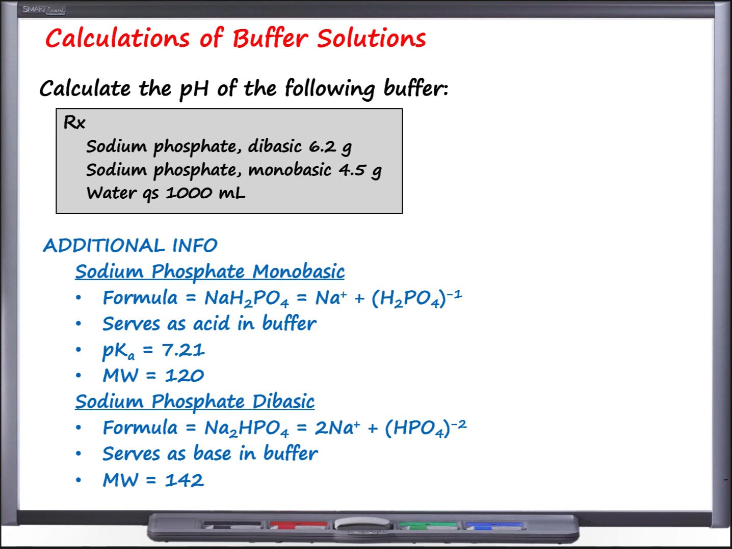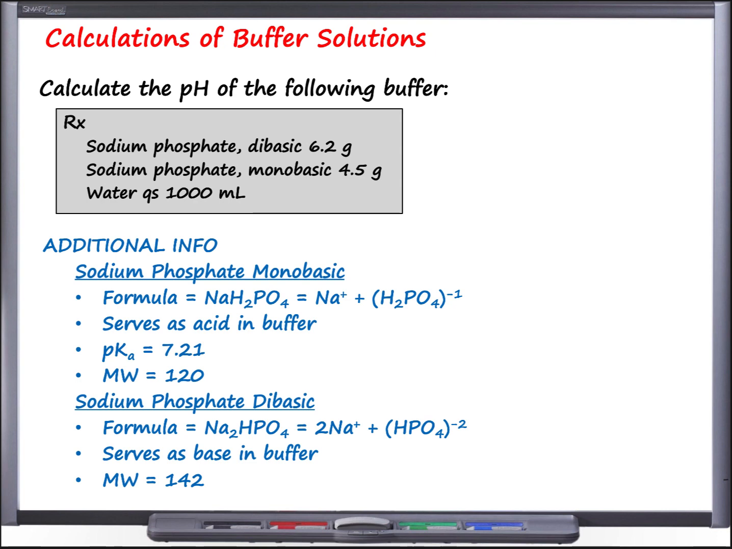I'll describe a little bit more why in a minute, but this does serve as the acid in our buffer solution. And since it is the acid, its pKa is given to us. The pKa for the monobasic sodium phosphate is 7.21, and its molecular weight is 120. A lot of information there.